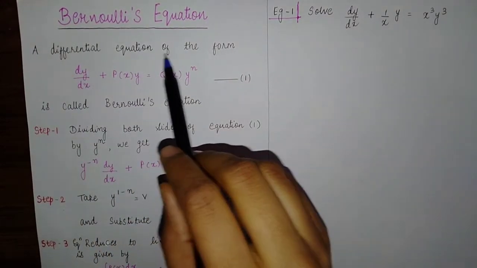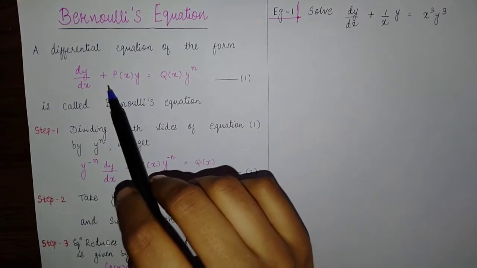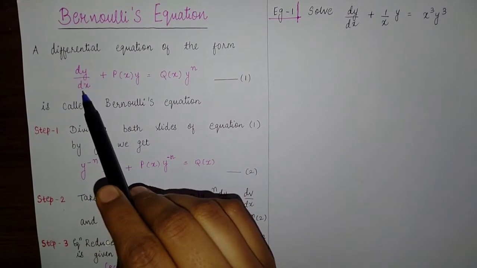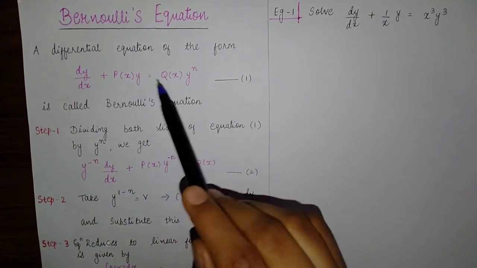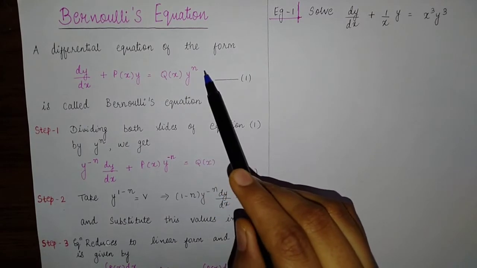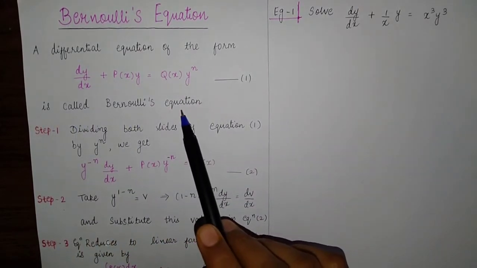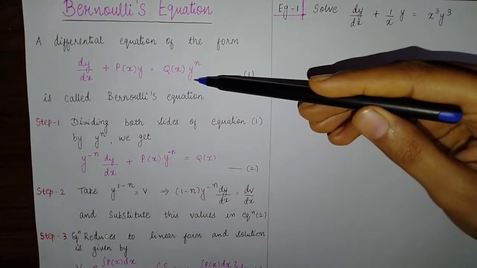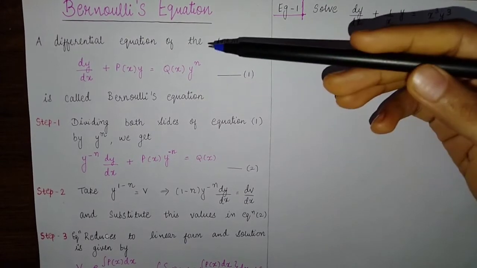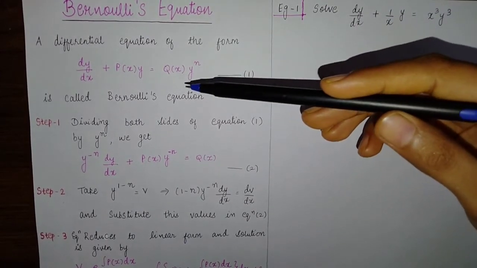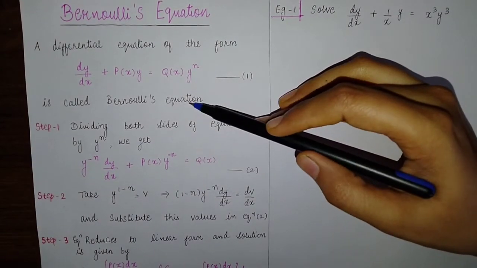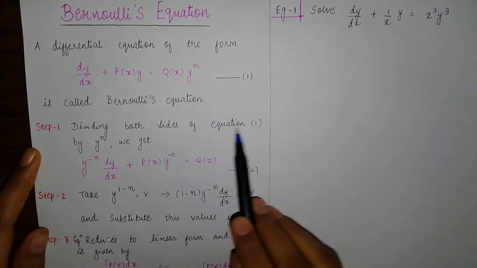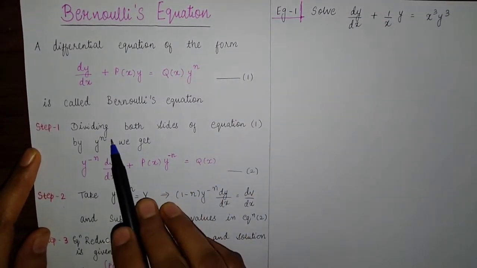A differential equation of the form, you just have to remember its form. If the differential equation given to you is in this form, that is dy by dx plus pxy equal to qx y raised to n, then such a differential equation is called Bernoulli's equation. First of all you have to identify whether it is a Bernoulli's equation or not. And once you identify that, your step 1 will be to divide both sides of the given equation by y raised to n.